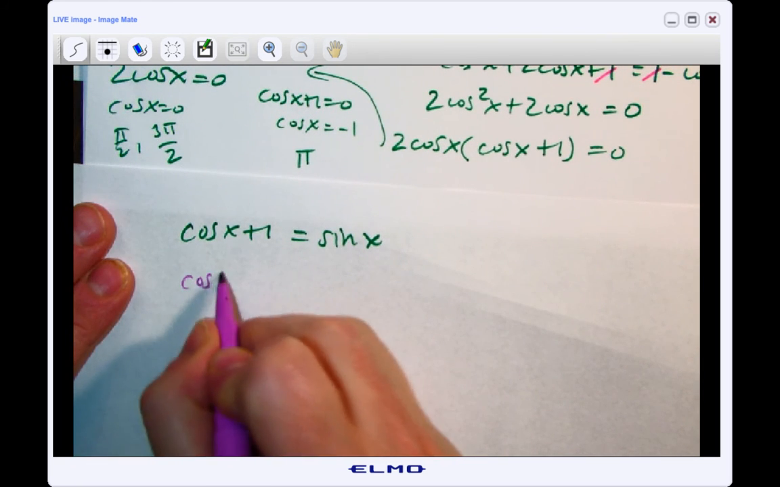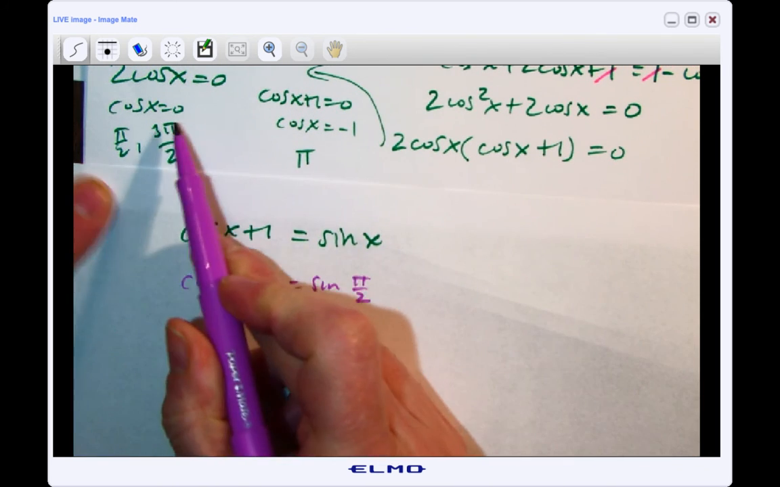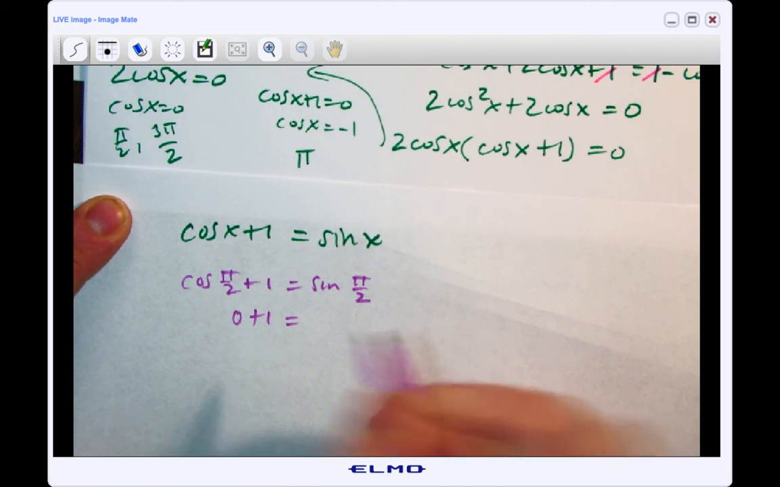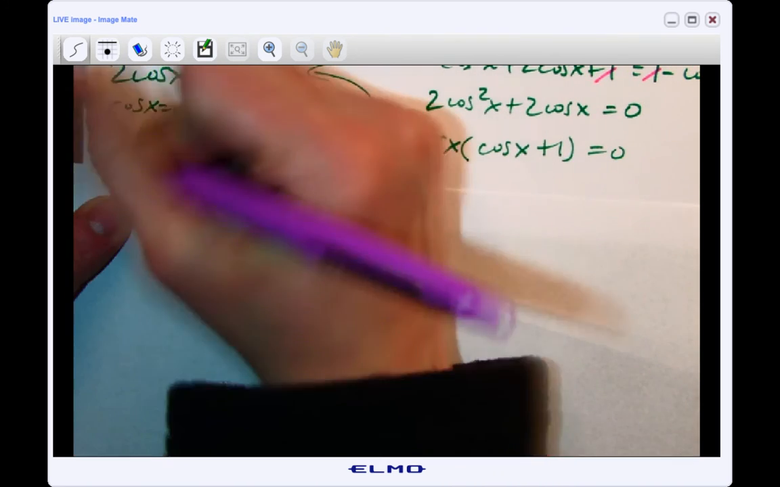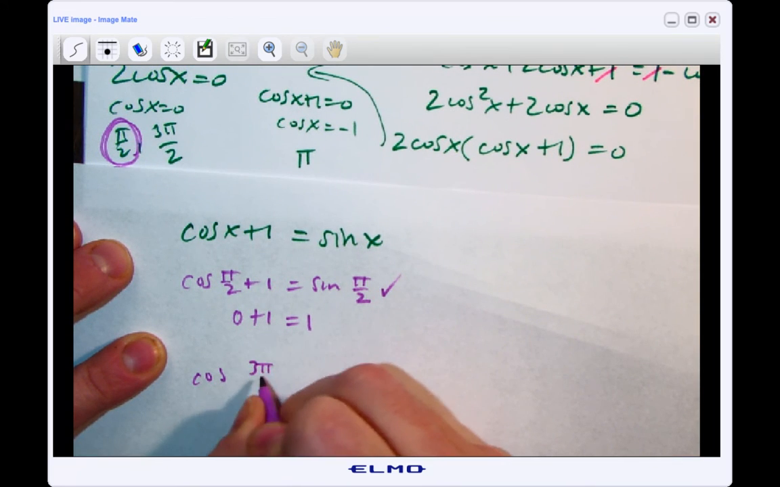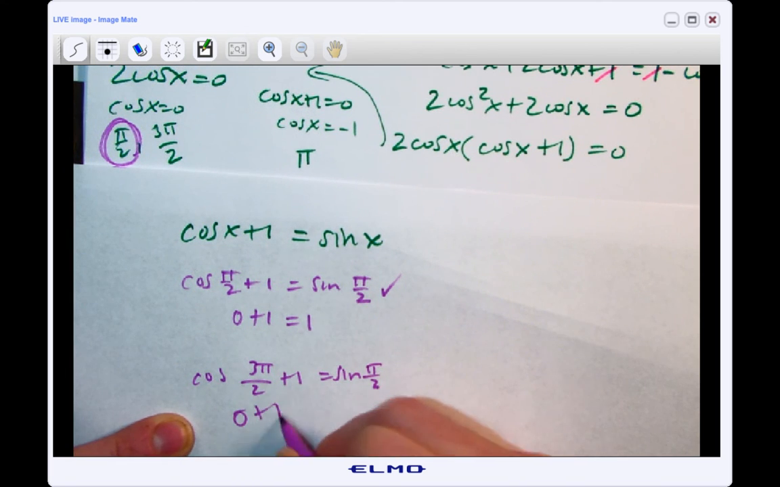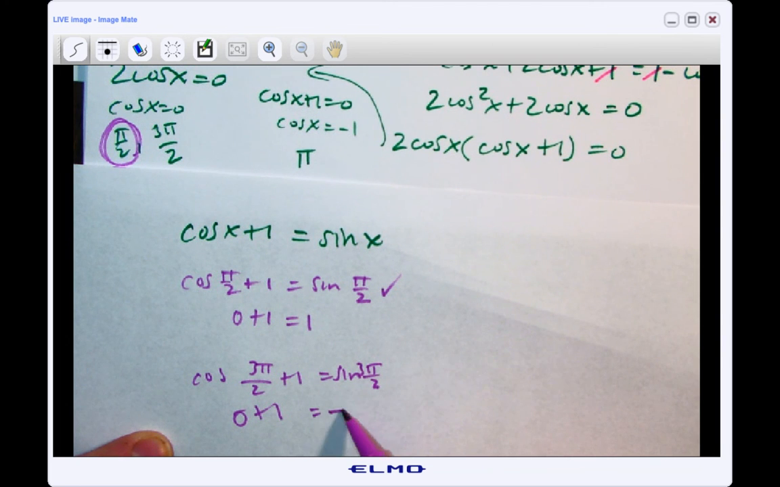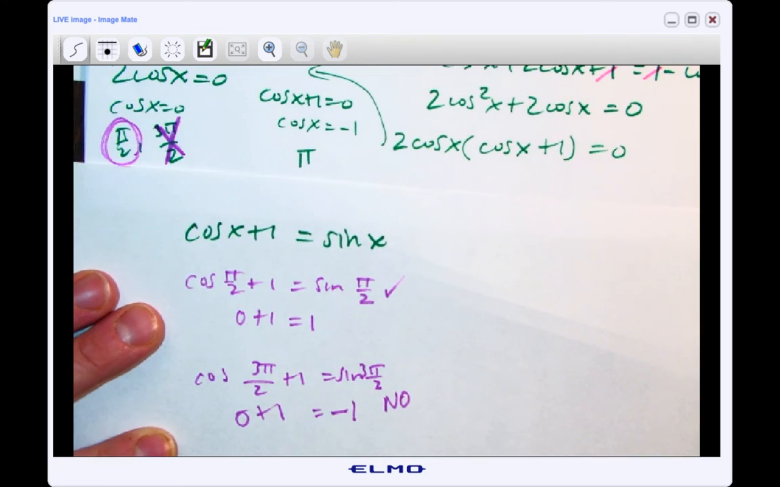So I have cosine of pi over 2 plus 1 is equal to sine of pi over 2. Well, of course, we know that that was a 0, right? So is 0 plus 1 equal to the sine of pi over 2? Well, the sine of pi over 2 is 1. So that one checks out. So pi over 2 is good. I'm going to circle that one. Cosine of 3 pi over 2 plus 1 is equal to sine of 3 pi over 2. Well, this was 0 plus 1, but we know that sine of 3 pi over 2 is -1. So this one is a no. You see that? This one is extraneous. I'm crossing him out. He's not a solution.